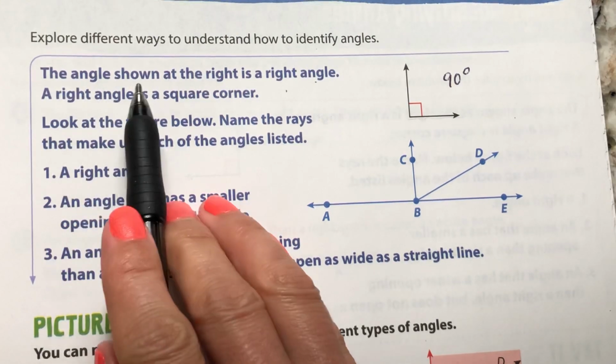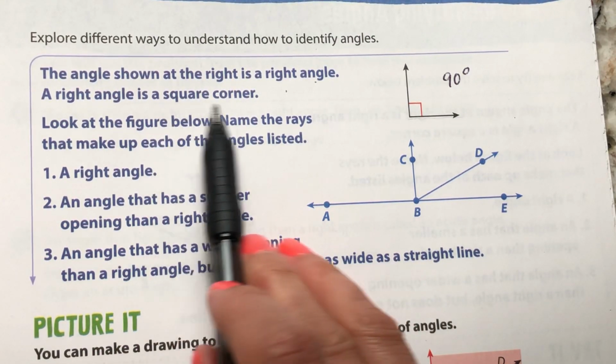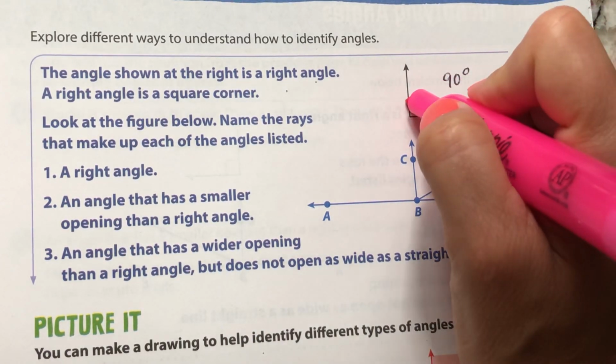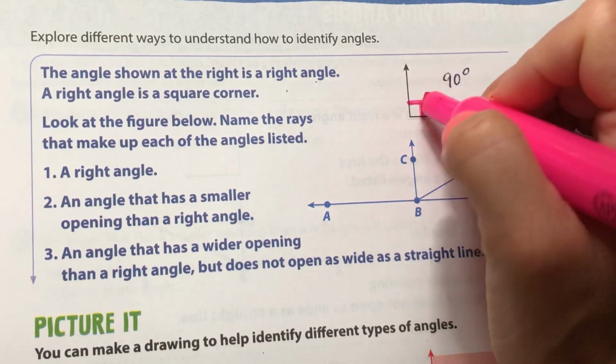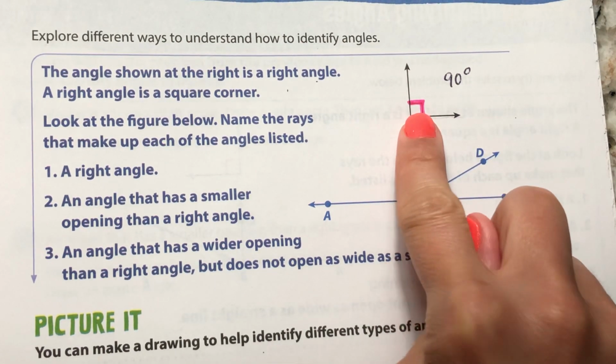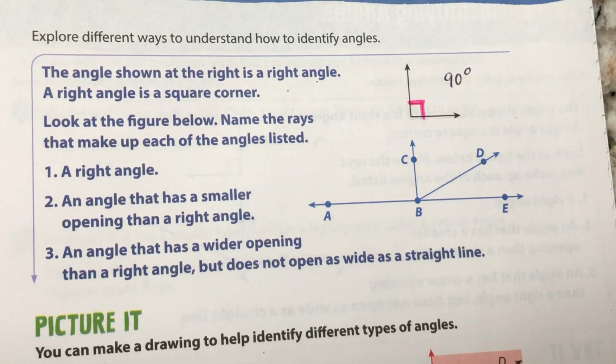Okay, the angle shown at the right is a right angle. A right angle has a square corner. And usually in math, angles that are right will go ahead and put this square here for you. So you will always know if you see an angle with a square in it, or partial where it makes a square, that is a 90-degree angle.